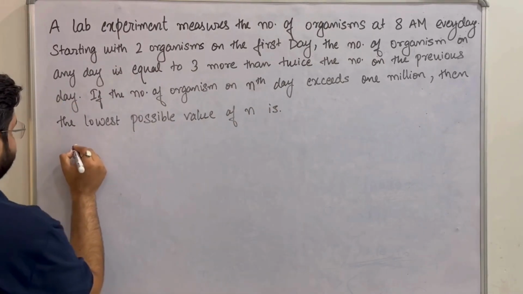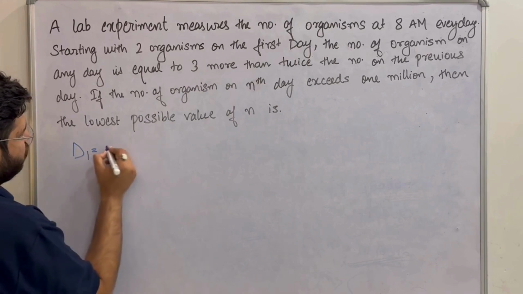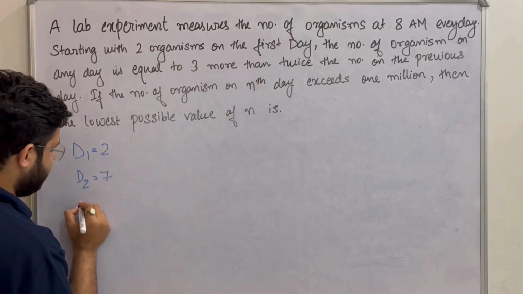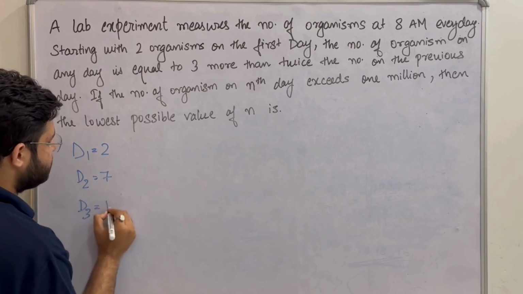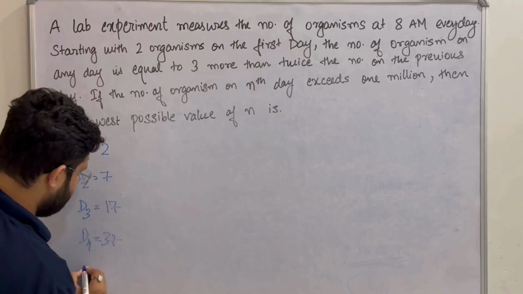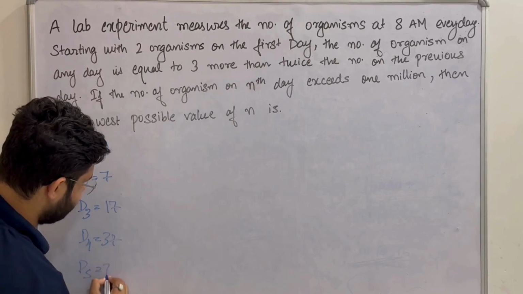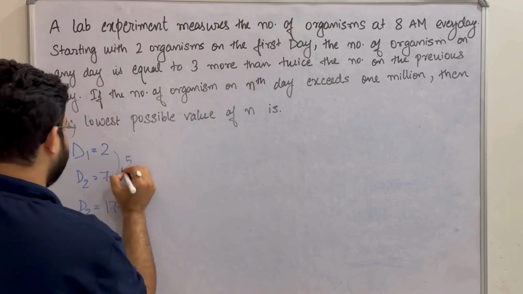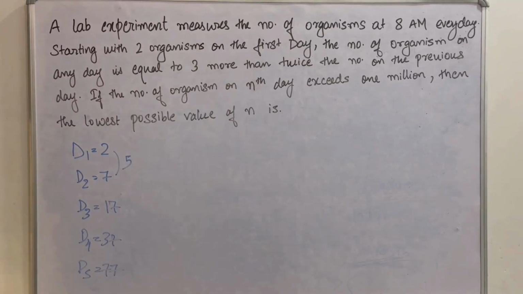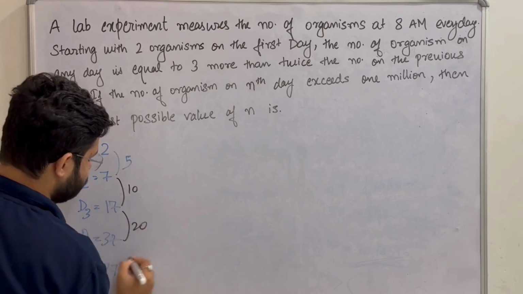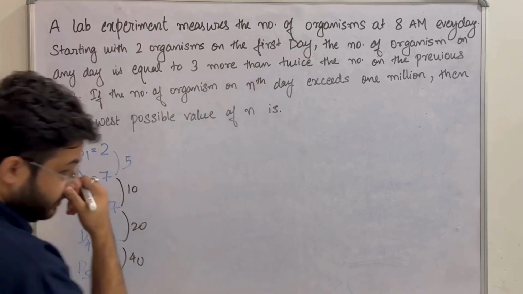So what we have is that on day 1 we have 2, day 2 we have twice plus 3, that is 7, day 3 we have twice plus 3, 17, day 4 we have twice plus 3, 37, day 5 we have twice plus 3, 77, right? So this is what we have. Now let me use the black pen. This is 5, here the gap is 10, here it goes to 20, here it goes to 40, right?